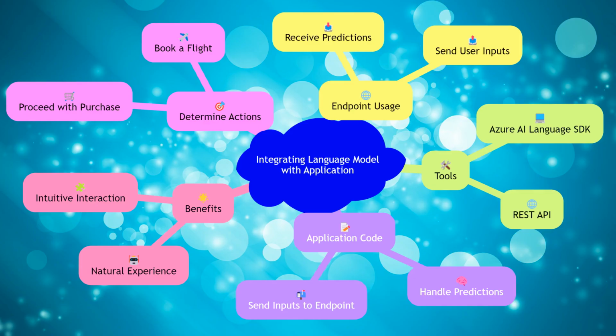Integrating your language understanding model with your application involves using the endpoint to send user inputs and receive predictions. This can be done using the Azure AI Language SDK or REST API. In your application code, send user inputs to the endpoint and handle the model's predictions. Use the predictions to determine the appropriate actions to take.